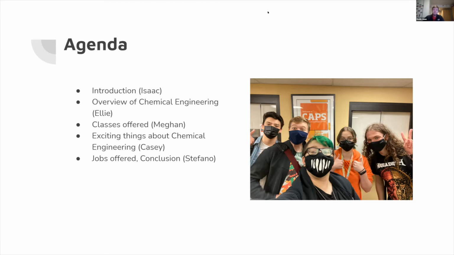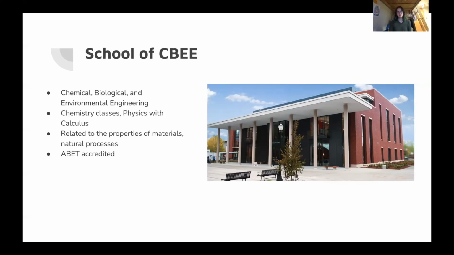Hi, I'm Ellie, and I'm going to talk about the School of CBEE, which is Chemical, Biological, and Environmental Engineering. The majors in the school are closely related because they have to take a lot of the same classes, such as many chemistry classes and a full year of physics with calculus. All of the majors in the school are related to the properties of materials and natural processes of systems. The majors in this school are all ABET accredited, and the home of this school is Johnson Hall, which is pictured.